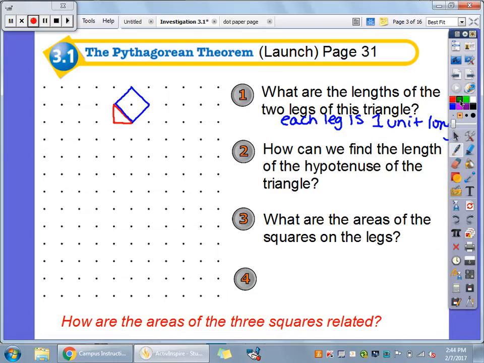If you were going to draw squares off of each one of these legs down here, what would those areas be? Well, on each side your square would need to be 1 unit. So we would have a 1 unit square over here, and a 1 unit square over here. So the area of this one would be 1 unit, and the area of this one would be 1 unit.